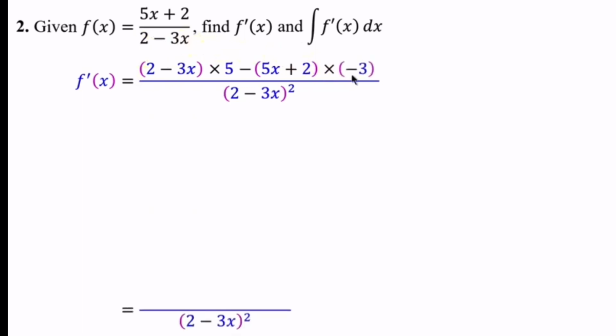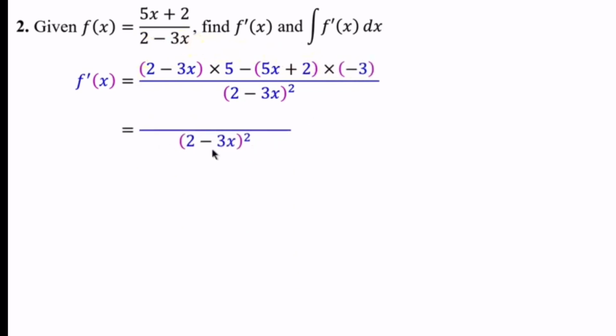Okay, so now we need to solve and simplify. (2 minus 3x) squared is fine, it's completely factorized. So 5 times 2 will be 10. Negative 3x times 5 is negative 15x. Minus, when we see minus, negative 3 times negative 5x, be careful. Negative and negative will give you positive 15x. And don't forget, there is a negative 2 times negative 3, so positive 6.